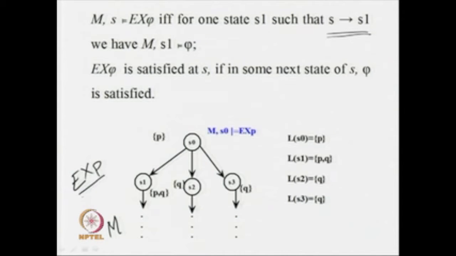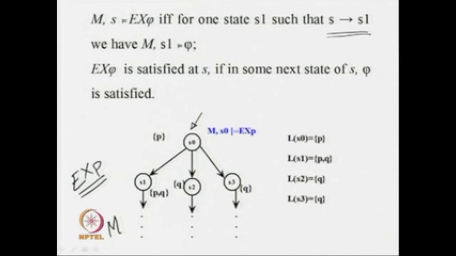So, we are going to look for the formula EX P, whether there exists a path in the next state where P holds. By looking into the transitions from S0, we will see that there is a state S1 where P holds. So, we say that in this particular state S0, EX P holds. We write it as: in model M, state S0, EX P holds. That means EX P is true in this state S0. So, this is about the behavior of the next state. We have two operators in temporal logic, one is AX phi and the second one is EX phi.